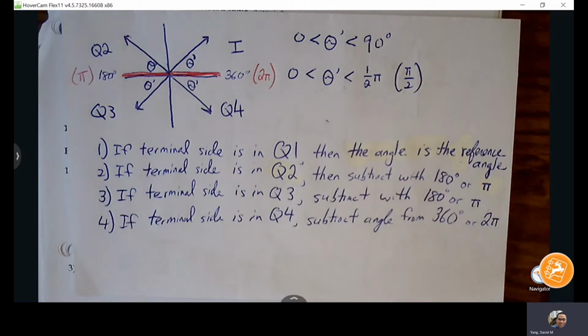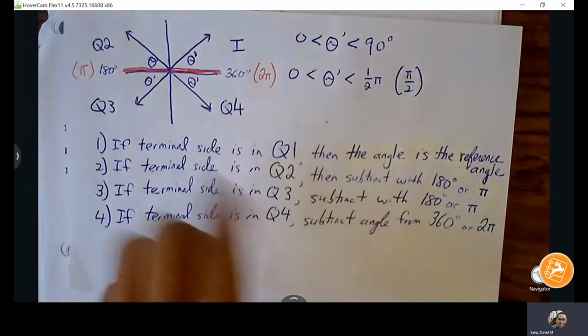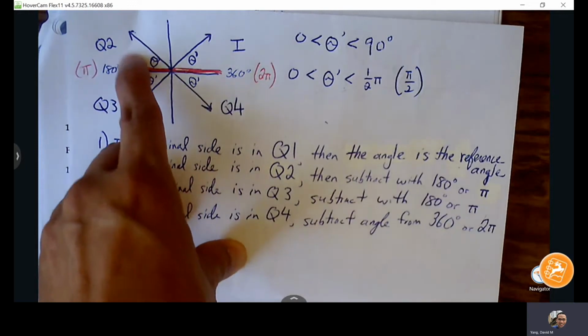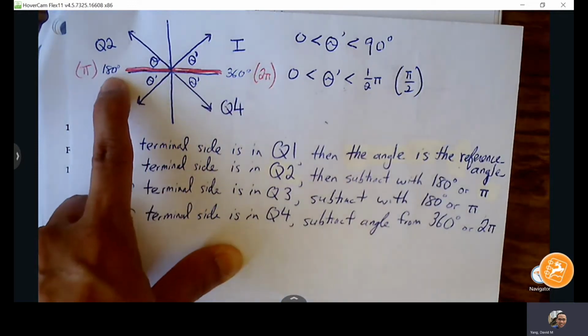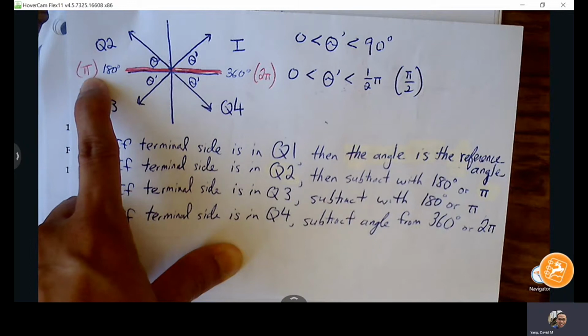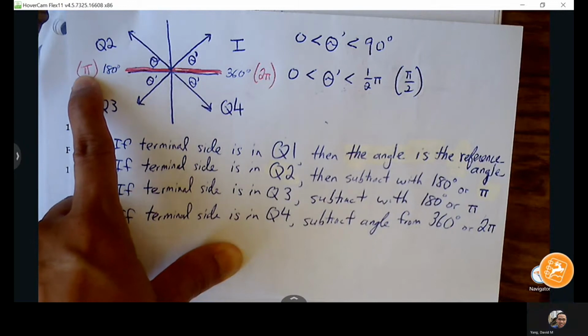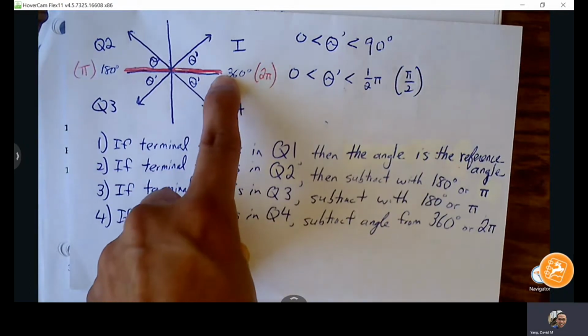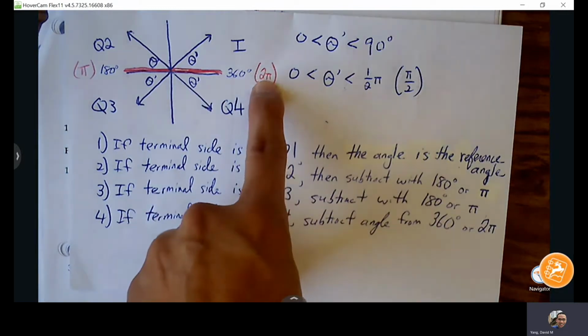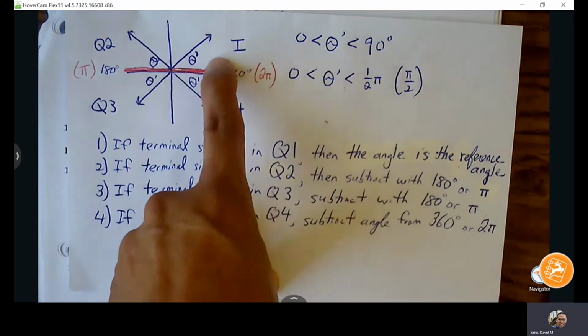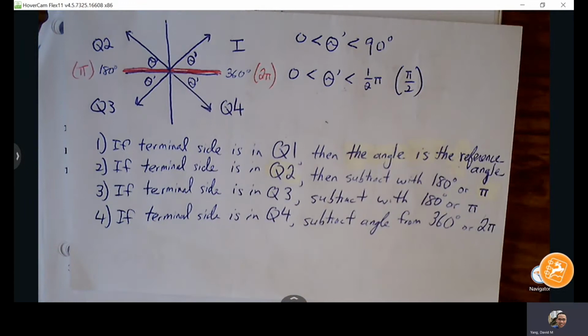So that's the easier one with degrees. The adjustment with radians is, if it's in the second or third quadrant, instead of subtracting from 180, you're going to subtract from pi. If you're in the fourth quadrant, instead of subtracting from 360, you're going to subtract from 2 pi. And if you're in the first quadrant, whatever the angle measure is, that's going to be the same as your reference angle. So no need to adjust if your terminal side is in the first quadrant.